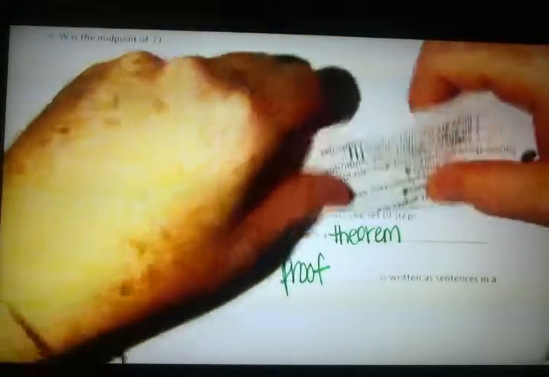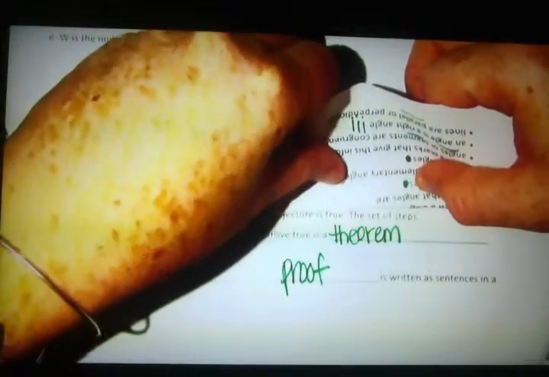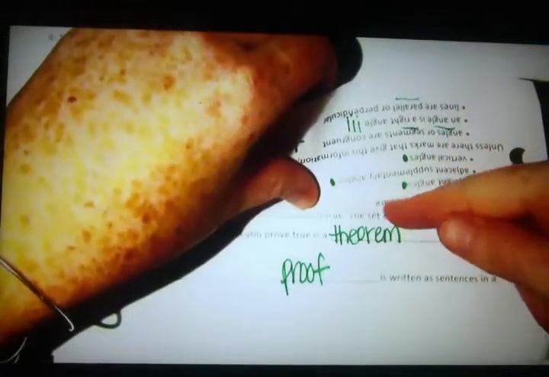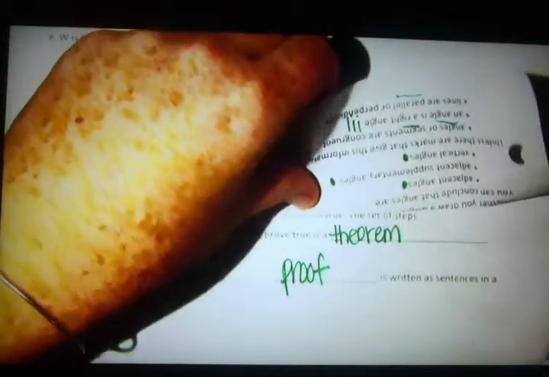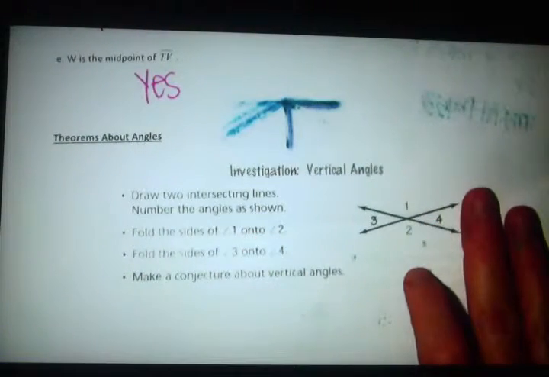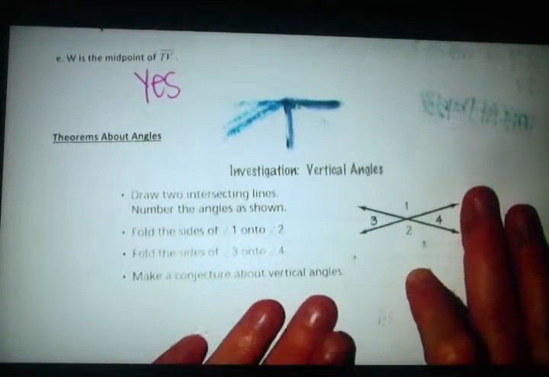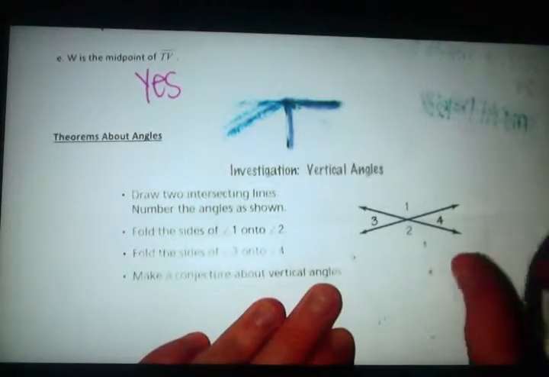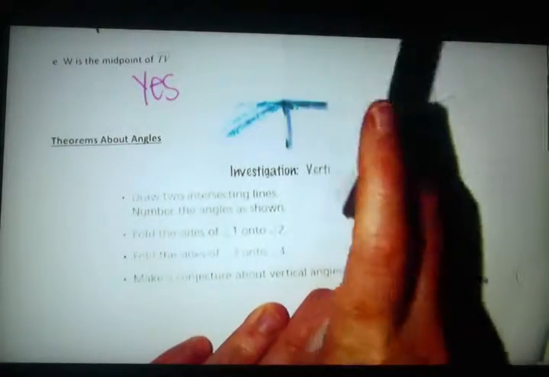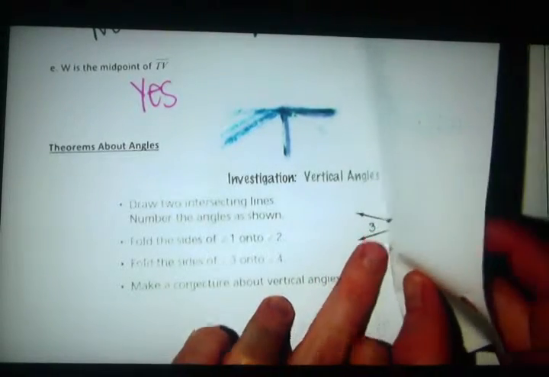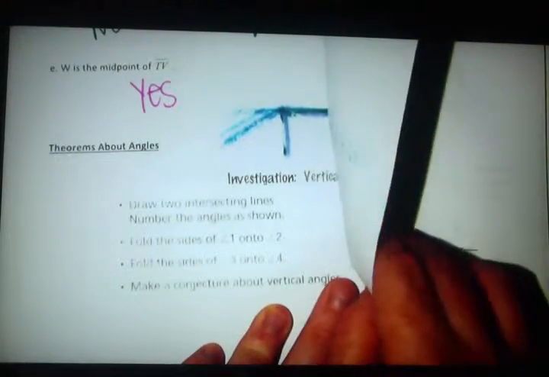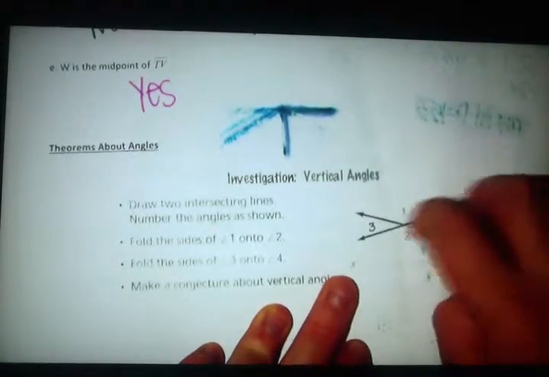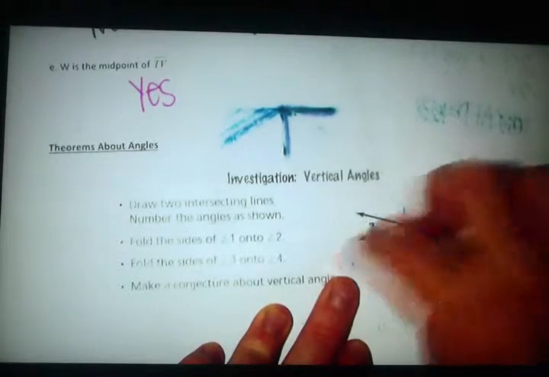Try to fold the sides of angle 1 onto angle 2. It's kind of hard to see, but if I were to do that, my angle would go like this, which is exactly like angle 1. Okay, that's cool. Maybe you'll be able to see this one better. Fold the sides of angle 3 onto angle 4. Okay, and if you look closely, you can see if I did that and folded at the vertex, they would overlap and it would look the same.